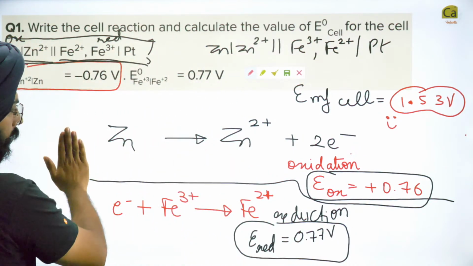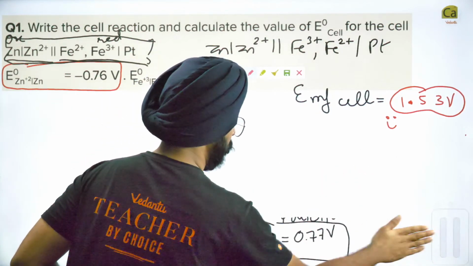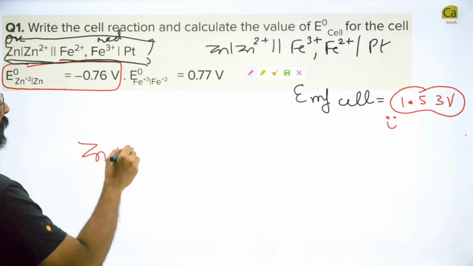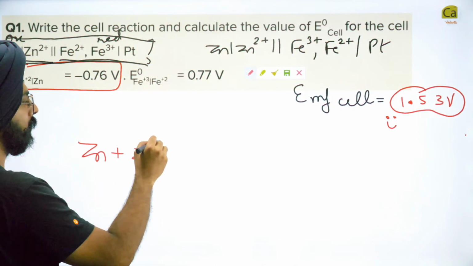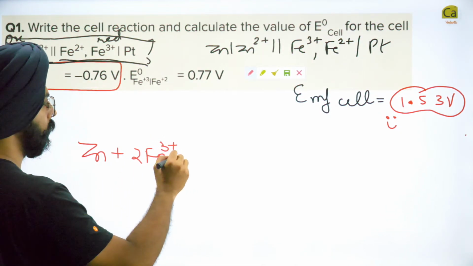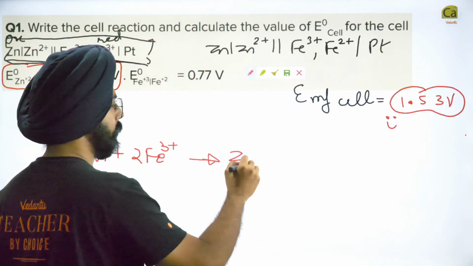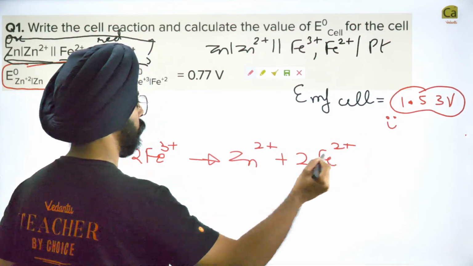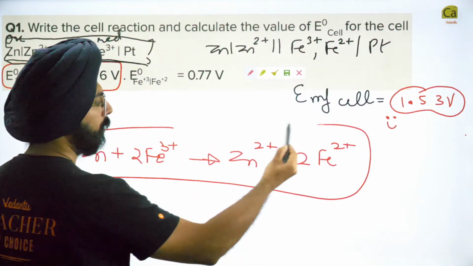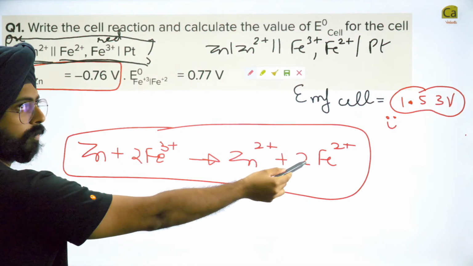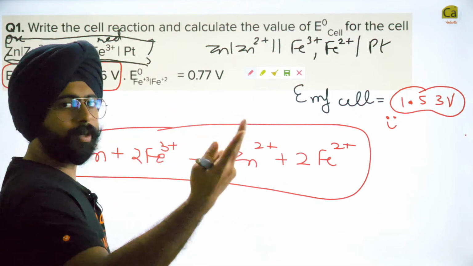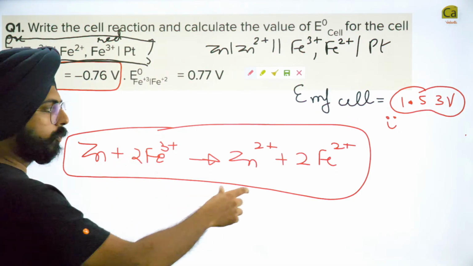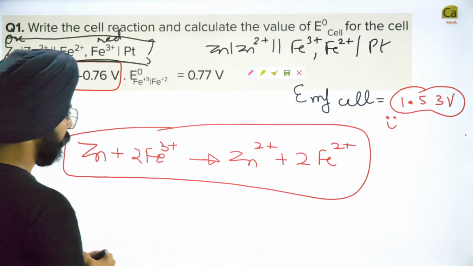That was all. If I want to write the complete reaction, how will I write it? I can write the complete reaction like this: zinc plus 2 times Fe3 positive going towards zinc 2 positive plus 2 times Fe2 positive. This can be the complete reaction. Why did I do 2 times Fe positive? Because zinc is giving rise to 2 electrons, and 2 electrons will take 2 Fe3 positives to Fe2 positive. So this is the complete reaction.